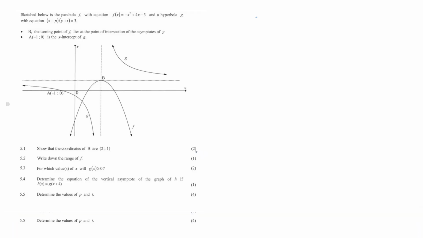In this video, we're going to look at an example involving a parabola and a hyperbola. It's a bit deceptive if you saw this equation to see that this is a hyperbola. So let me just rearrange this to begin the whole question to show you how this is actually a hyperbola. I'm going to divide this whole bracket of x minus p across. So it will be y plus t equals 3 over x minus p.